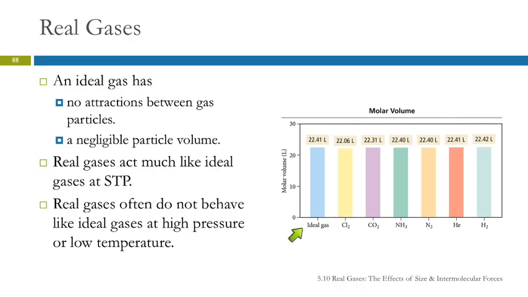So here we have a comparison. The molar volume of an ideal gas is 22.41 liters. We calculated that the other day. So here are several real gases. At STP, you measure the volume of 1 mole, and these numbers are close to the 22.41. So these gases are behaving very close to ideal gases. But when we get to high pressure or low temperature, then the behavior deviates from ideal behavior.